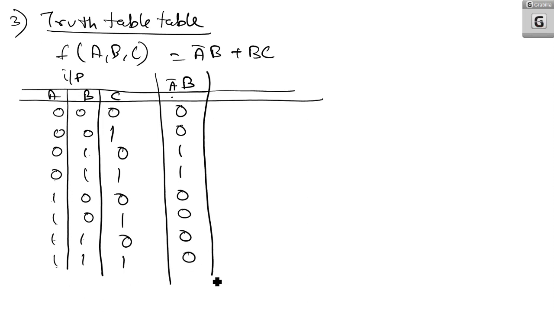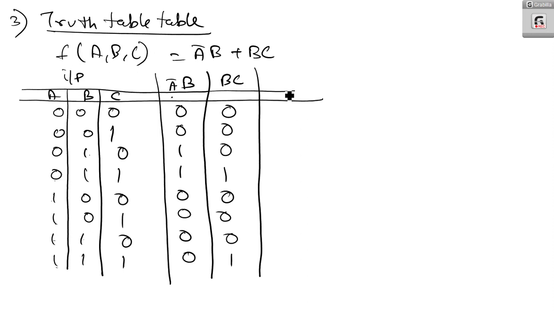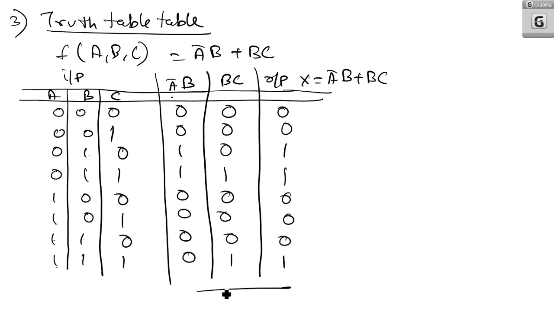Now coming to BC. 0.0 is 0, 0.1 is 0, 1.0 is 0, 1.1 is 1, and so on for the remaining rows, with 1.1 giving 1. Now the output X is equal to A bar B or BC. So you can OR the columns row by row to get the output column. This is basically the truth table type of representation.